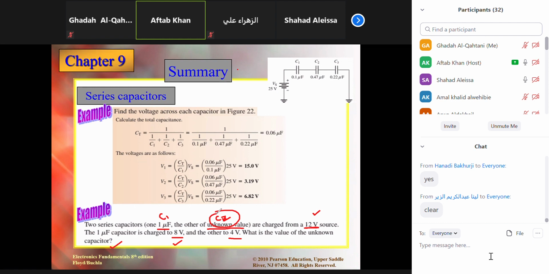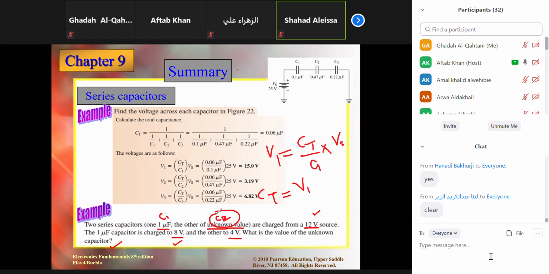We should find CT. How can you find CT? Using V1, because we already have everything else. The formula is V1 is equal to CT over C1 multiplied by Vs. So we can get CT this way: CT is V1 C1 over Vs.